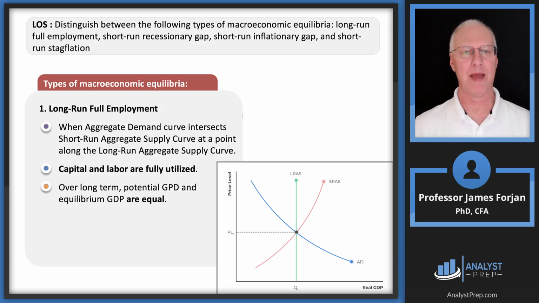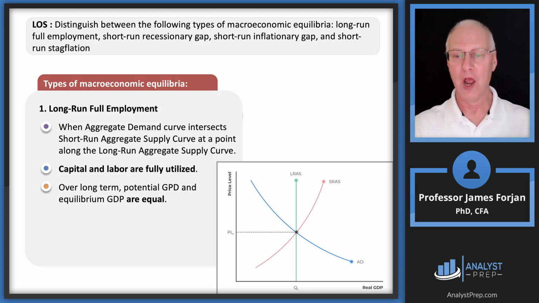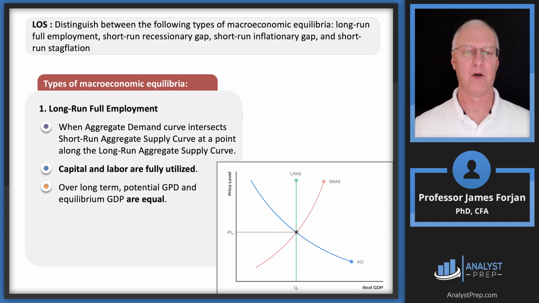All right, types of macroeconomic equilibria. All right, so let's talk about long-run full employment. This is when the aggregate demand curve, so there's the blue line there, intersects with the short-run aggregate supply curve right there, where it intersects along the long-run aggregate supply curve, and that's that equilibrium price on the vertical axis. And so look at the second point. Capital and labor are fully utilized, which means that this concept of potential and equilibrium GDP are equal in long-run full employment.